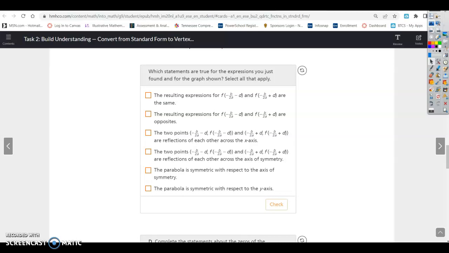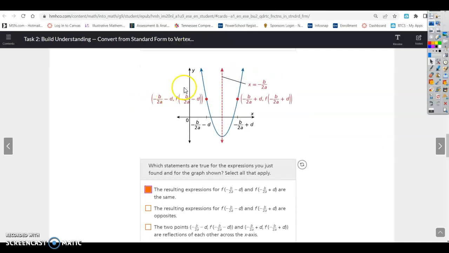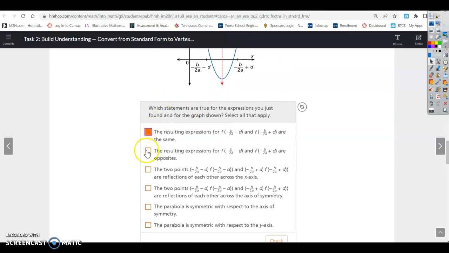Select all that apply. All right, so the resulting expressions are the same. That's true because if you look at this, when you plug it in, these are going to be the same y values. So those will be the same. And then it says they're opposites. No, they're not opposites if they're the same.